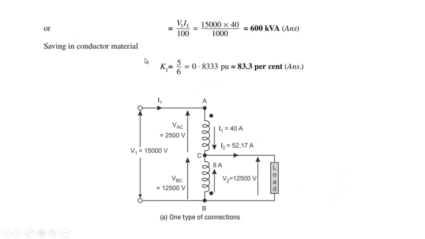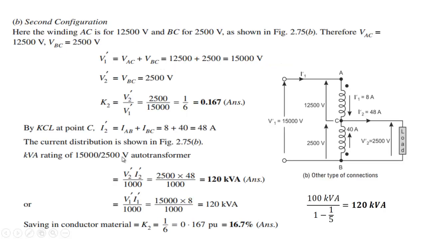What is the saving of the conductor? That is K, actually, that's 5 by 6, that is 83.3% percentage saving. That is why I told you that this K should be close to 1. As it will be close to 1, more percentage of copper will be saved. If this K is close to 0, less copper will be saved. So this is the total distribution of this figure, current and voltage distribution.